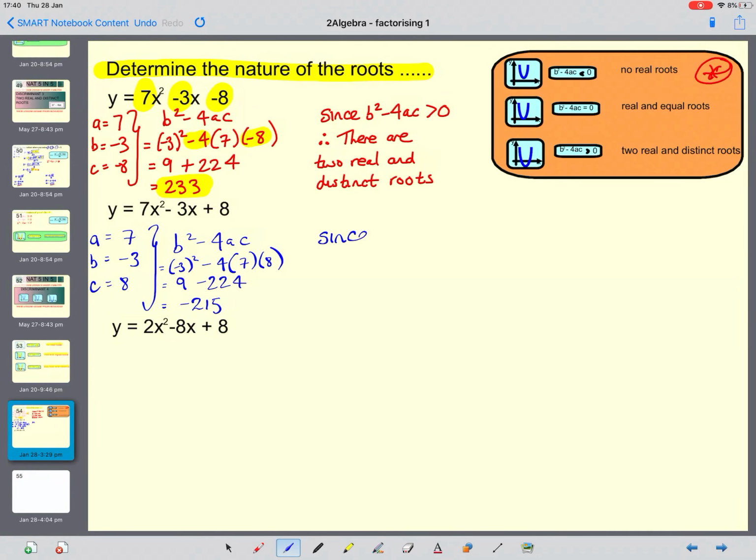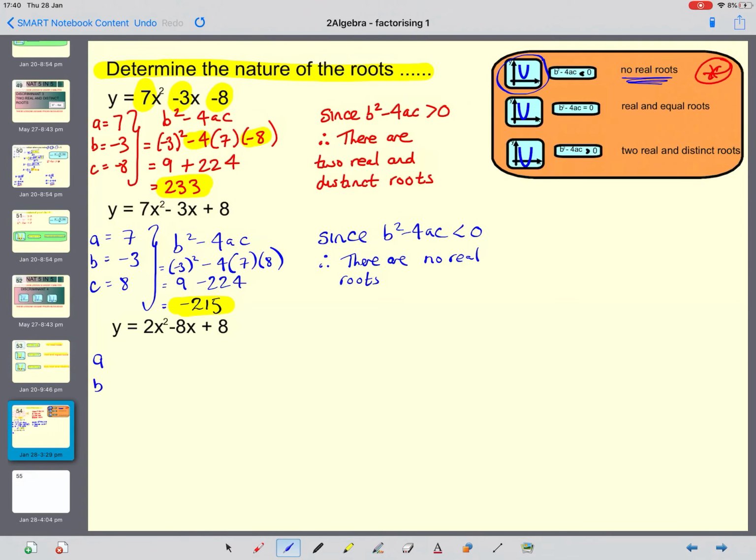So I can now state, since my b squared minus 4ac was negative 215, which is less than 0, therefore there are no real roots. Okay, this one here, no real roots. So remember, it doesn't cut the x-axis.